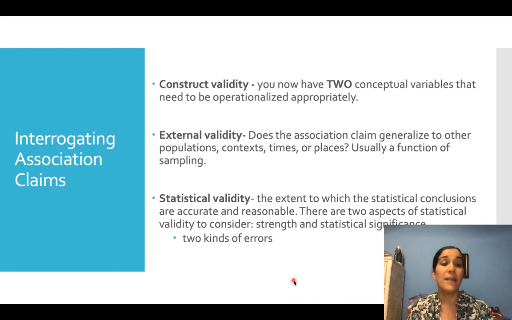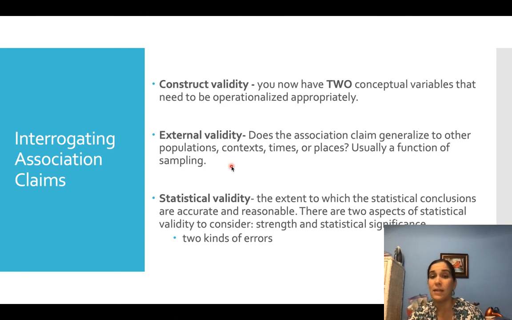Okay, next is interrogating association claims. Same three validities: construct, external, and statistical. So construct validity is the same. You're just looking to see how well your measure was operationalized, except now you have two variables, right? In a frequency claim, you only have one because you're only measuring one, but in an association claim, you have two variables that you're relating to each other. So now you just need to make sure that both of those variables are operationalized well.